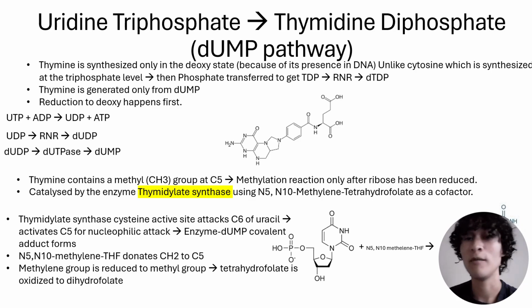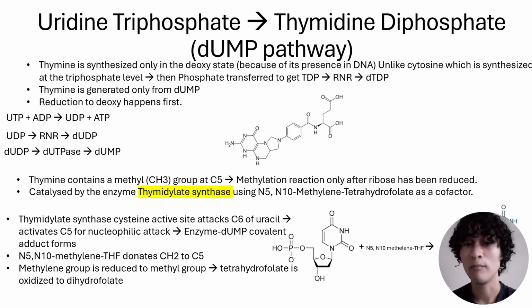And thymidine can only be synthesized through the dUMP pathway, and this is because thymine is synthesized only in its deoxy state. It makes sense, because if you know your RNA and DNA, you know that thymine is only present in DNA, therefore it doesn't really exist in a ribose state, because it's not going to be used. And as I said before, uracil and thymine are very similar in their molecular structure as nitrogenous bases.